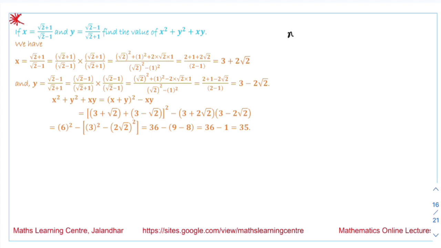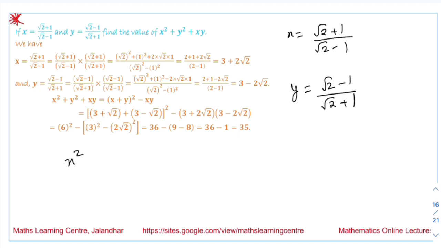So the value of x is given to you, it is root 2 plus 1 over square root 2 minus 1, and the value of y is given to you, square root 2 minus 1 over square root 2 plus 1. What we have to calculate? We have to calculate x square, y square, and x into y.